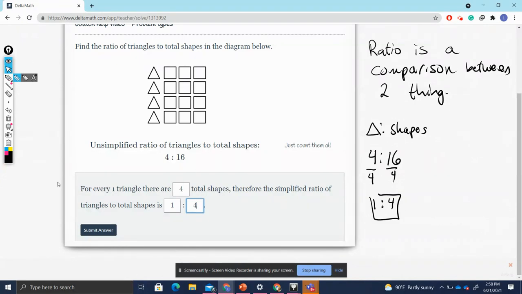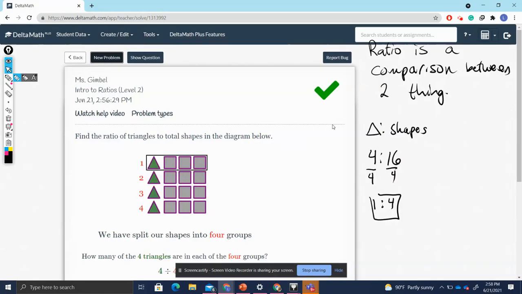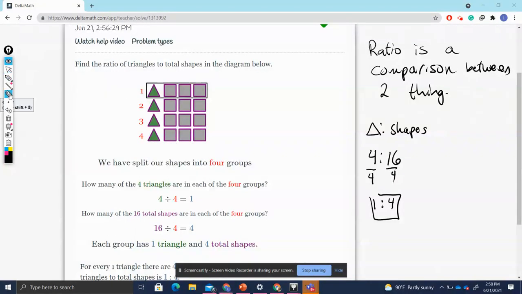Let's try another question to make sure we are getting good at this. Yes, our answer is correct. So let's go ahead and erase the work from this problem and try one more question.